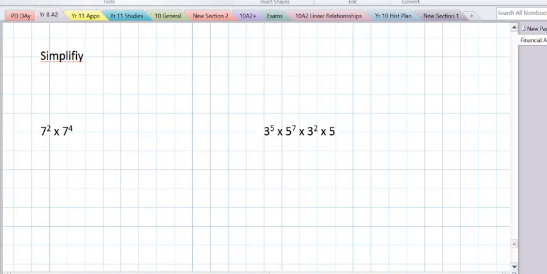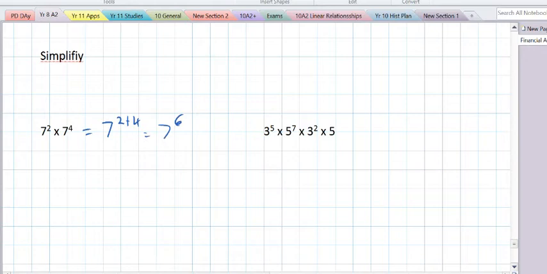Who remembers index laws? 7 to the power of 2 times 7 to the power of 4. You can add the powers together, well done. You have to add the powers. Equals 7 to the 2 plus 4 equals 7 to the 6. Is that the answer? That's the answer. That's as simple as you can make it.